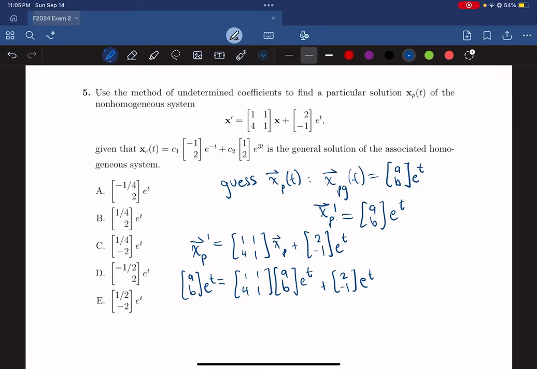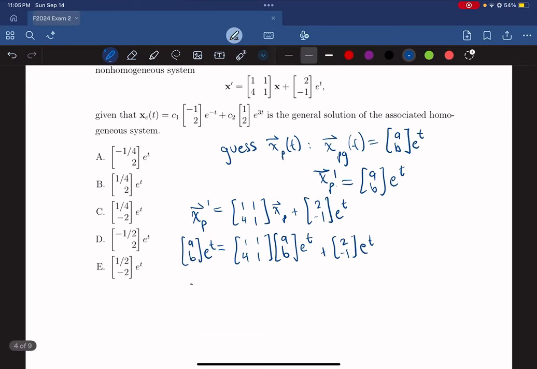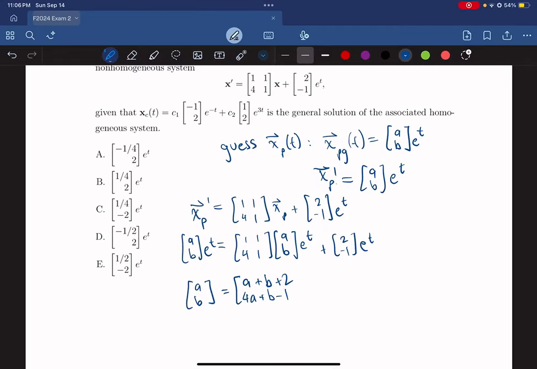And we can also divide out all the e to the t's, because every term has it. So we have a, b, and then we get a, b here. And I'll just add the third matrix in here as well. It should actually be a plus b plus 2. If you don't remember matrix multiplication, go back to linear algebra. I didn't mean to sound that mean, but go see 265 videos or something, because I don't remember matrix multiplication either. Minus 1. So a plus b plus 2, and then 4a plus b minus 1 on the bottom.